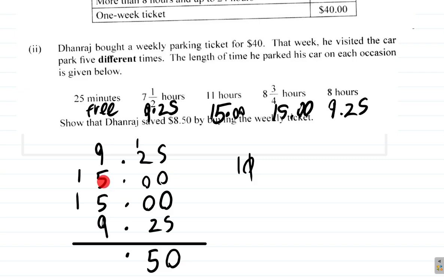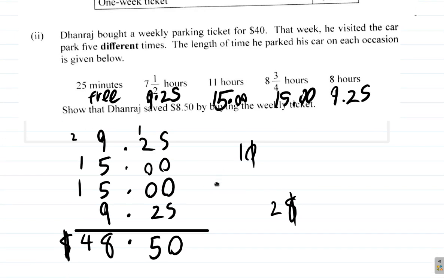9 plus 5 is 14. Oh, 5 plus 5 is 10. 9 plus 9 is 18. 10 plus 18 is 28. Good. So that's 28. Bring down the 8. Carry 2. And then we say 1 and 1, 2. And 2, 4. So $48.50 he would have spent if he paid for each parking instead of buying the weekly ticket.